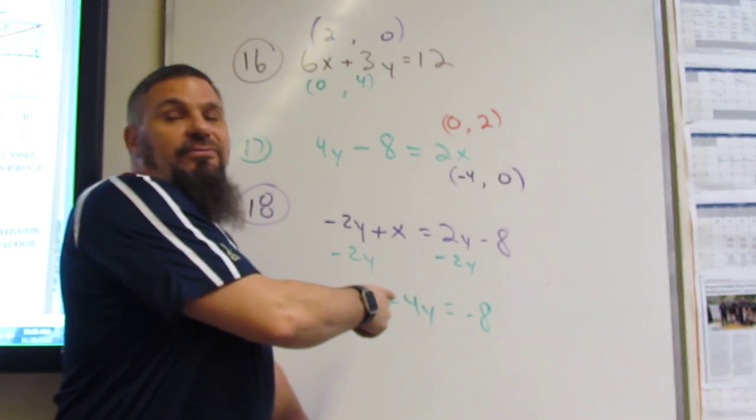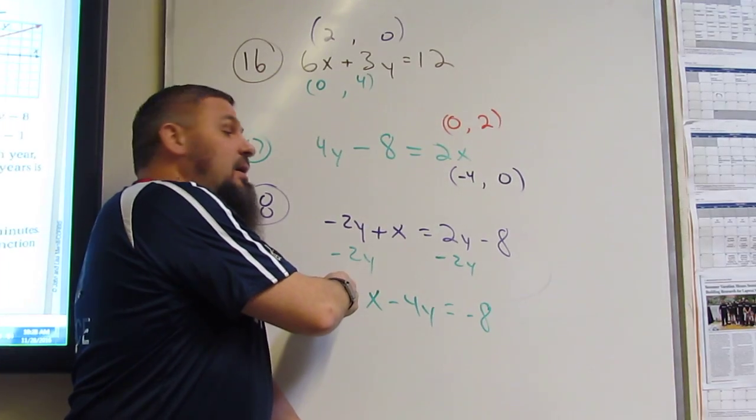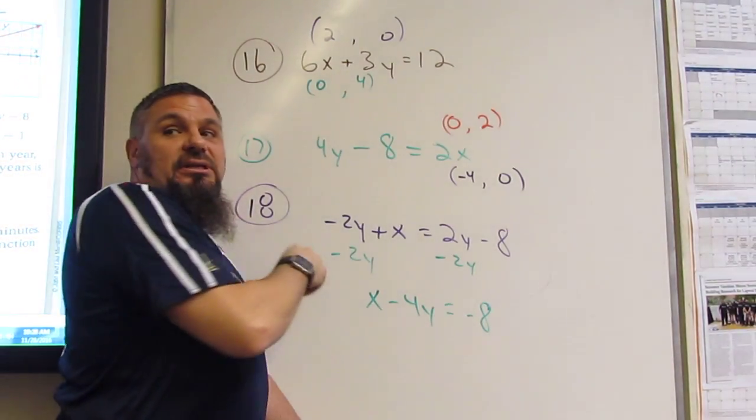I'm subtracting 2y from both sides. Okay? Negative 2 minus 2 is negative 4.